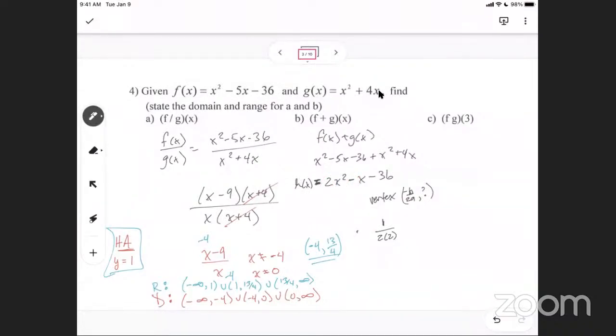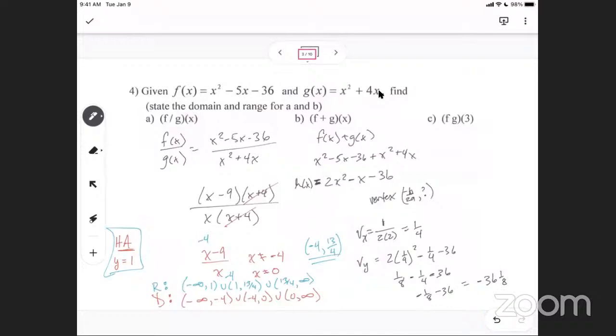So your x coordinate of your vertex, v sub x I'll call it, is just 1/4. And your y coordinate of your vertex is plug in 1/4 into the equation: 2 over 16, 1 over 8 minus 1/4 minus 36. So that's 1/8 minus 1/4, which is minus 1/8. So your y coordinate is negative 36 and 1/8.